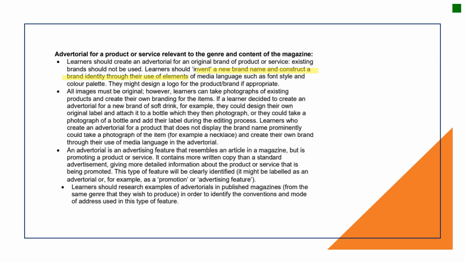So if we just think about this sentence here: learners should invent a new brand name and construct a brand identity through their use of elements of media language. So what you have to do for the advertorial is come up with a product and develop a brand identity and brand name for that particular product. So it can't be something that's already existing. It can't be a sports watch like a Fitbit or whatever that is already out there, or a perfume that's already out there, or whatever. You've got to come up with a name for a product, and you've got to develop a brand identity by giving it a label and thinking about the font and the font style and things like that.